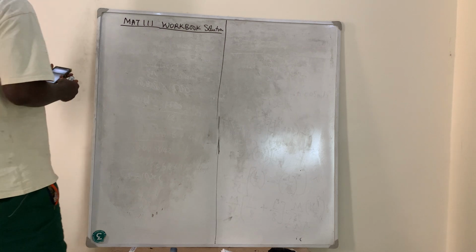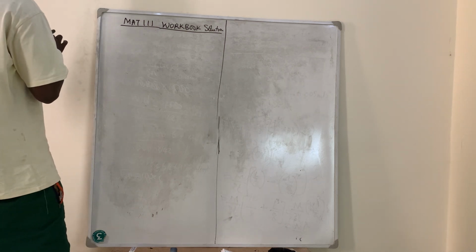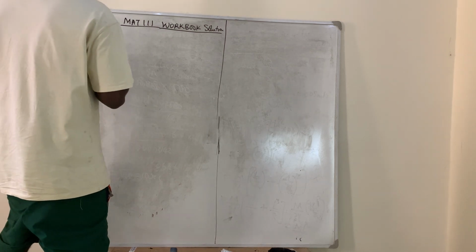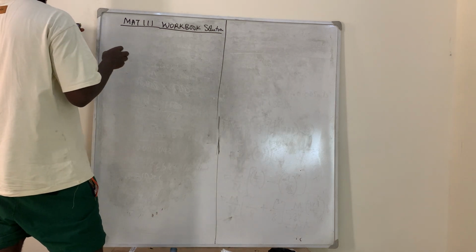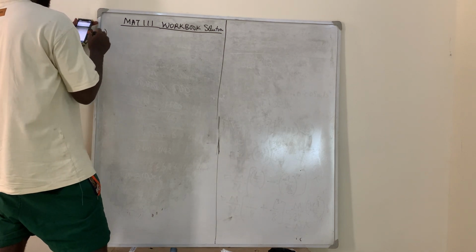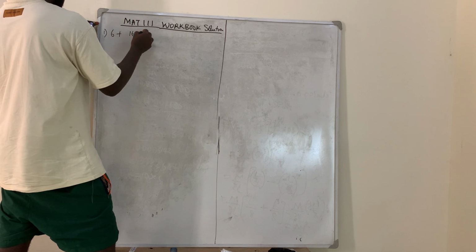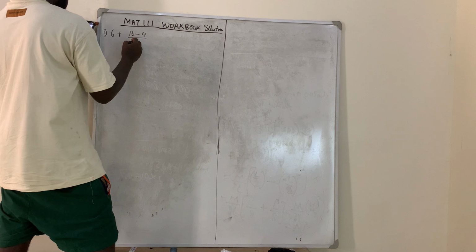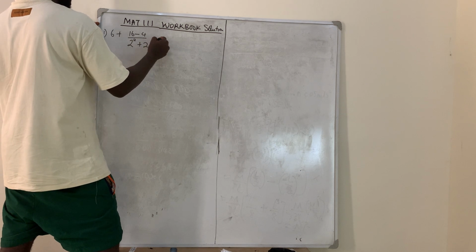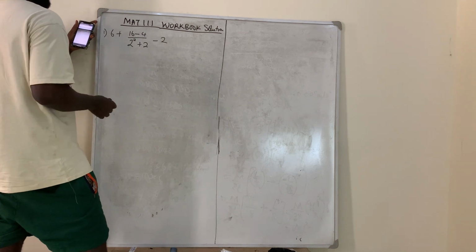In today's video, we'll be solving the Math 111 workbook for natural science and medicals. The first question says 6 plus (16 minus 4) all over 2 raised to power 2, plus 2, then minus 2. This is a very simple question.